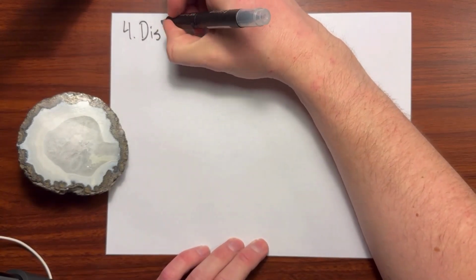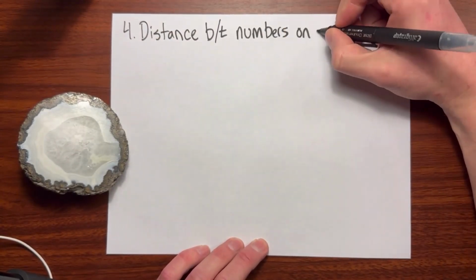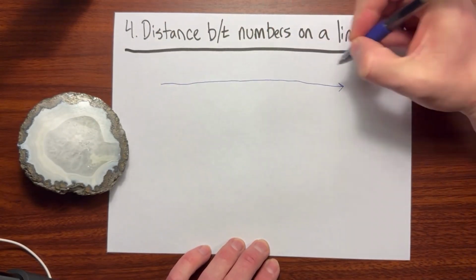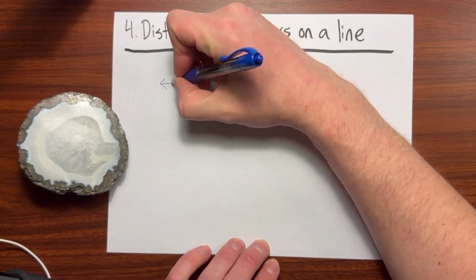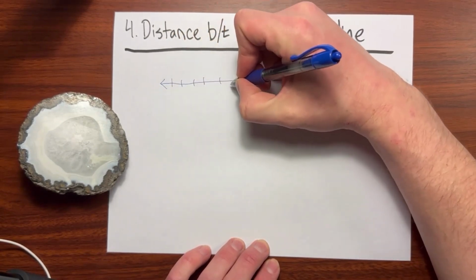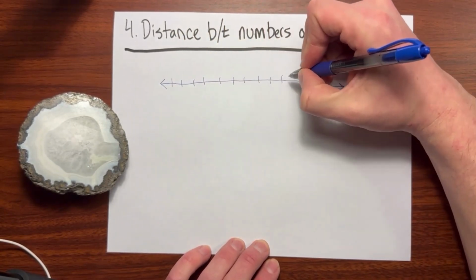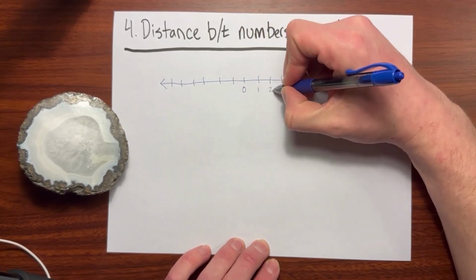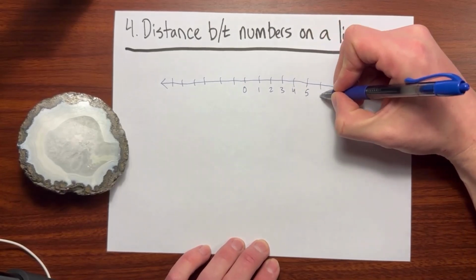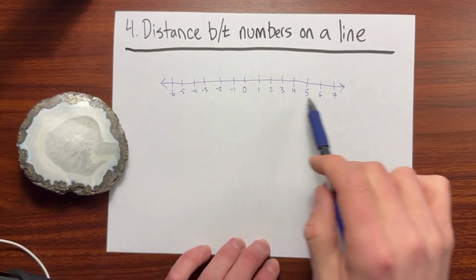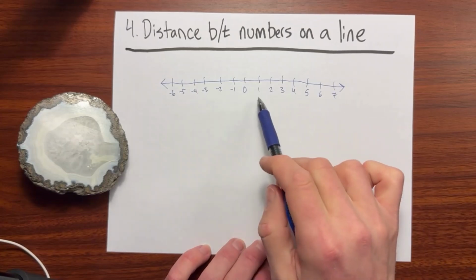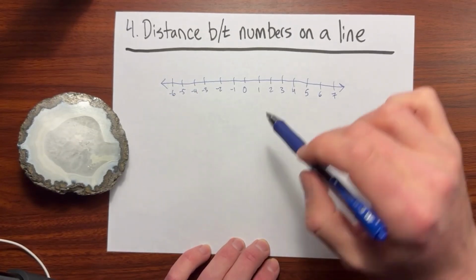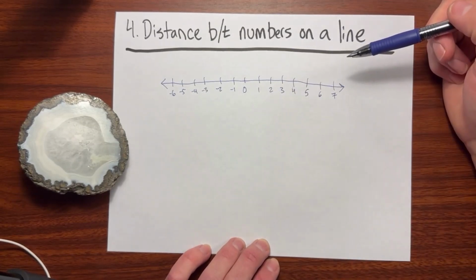Number 4, distance between numbers on a line. So I don't think we need to refer to another video for this one. It's a pretty simple concept. Basically, if you plot out a series of numbers on a line, and we're going to go ahead and put 0 in the middle and go forward on one side. Simple, we just have numbers literally on a line looking kind of like a ruler almost, but also going into the negatives. And you'll be asked the distance between 2 points on this line.